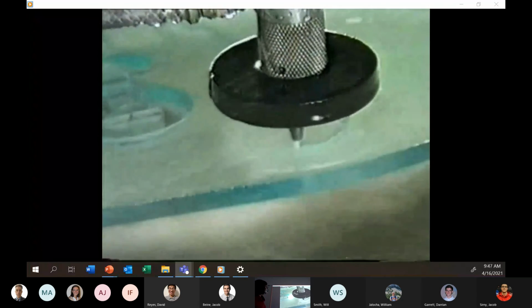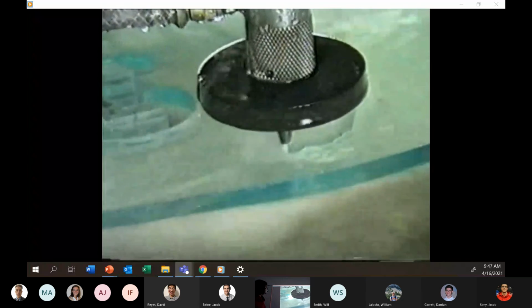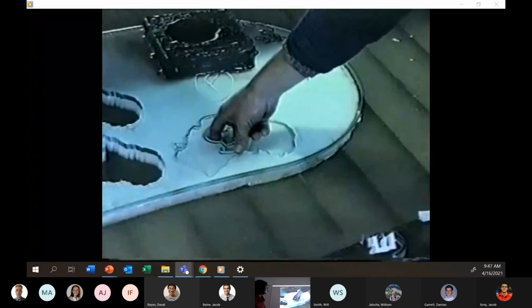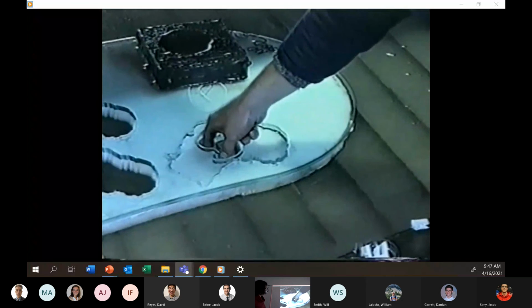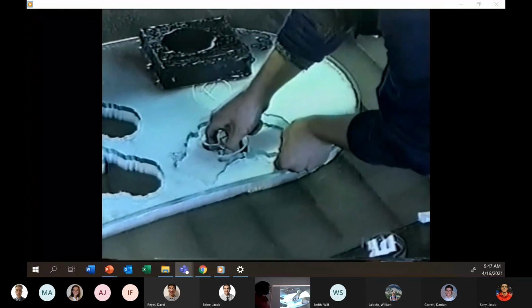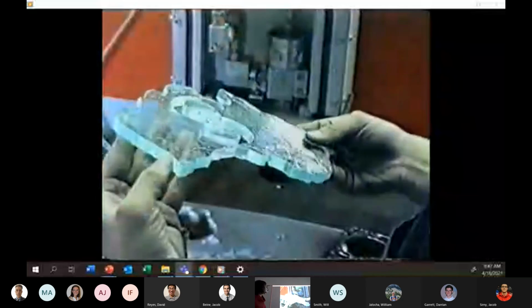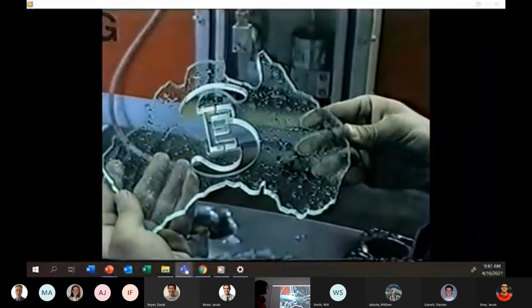This 10mm glass plate is being cut at a feed rate of 150 millimeters per minute, and the width of the cut is 1.2 millimeters. Water jet cutting is ideal in situations where heat or high stress would damage the workpiece. How else could you make this shape?